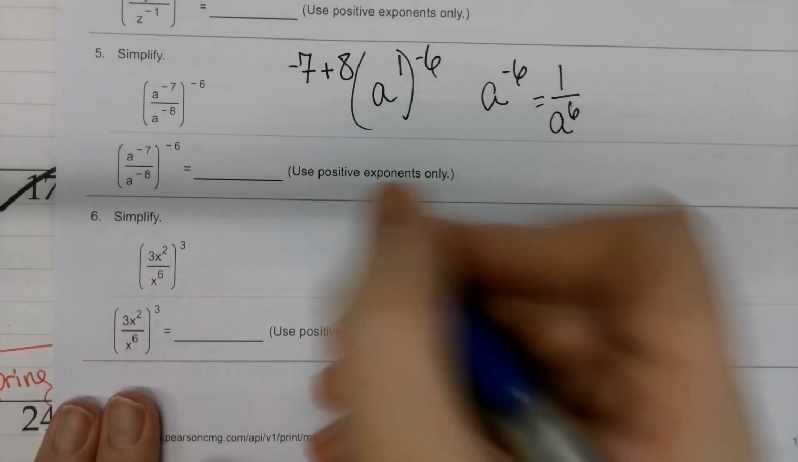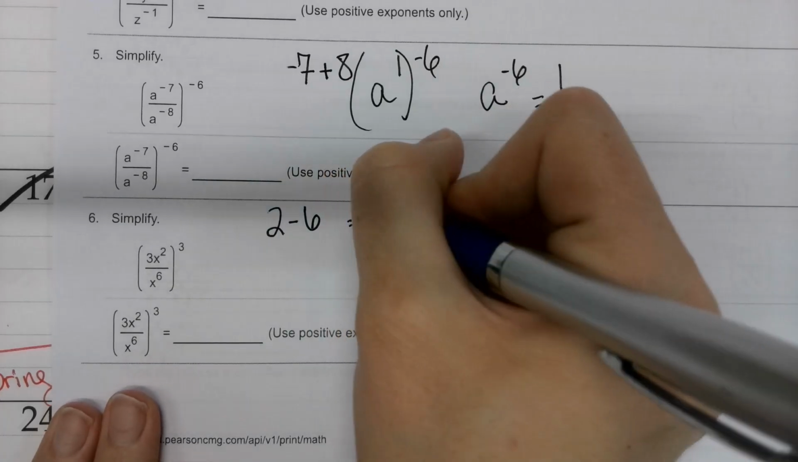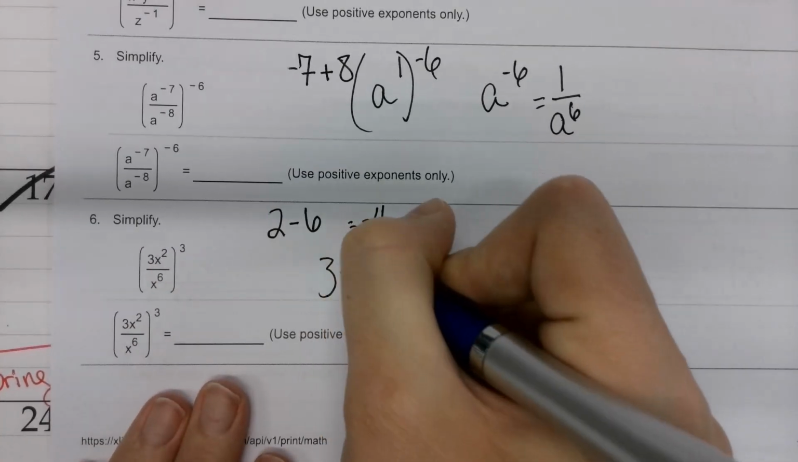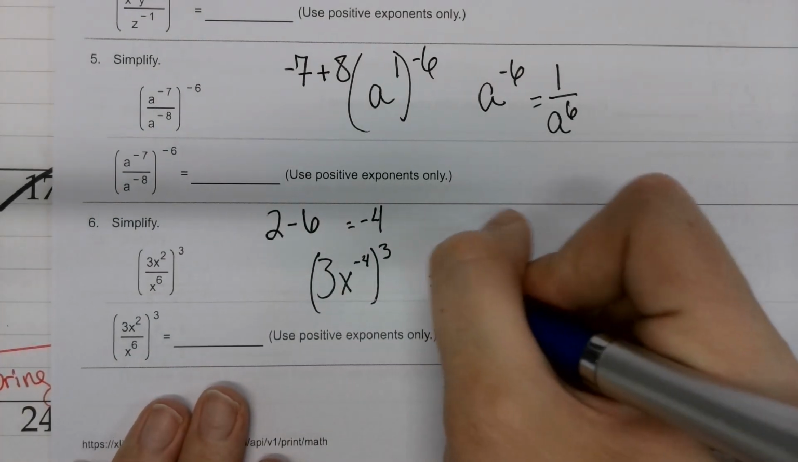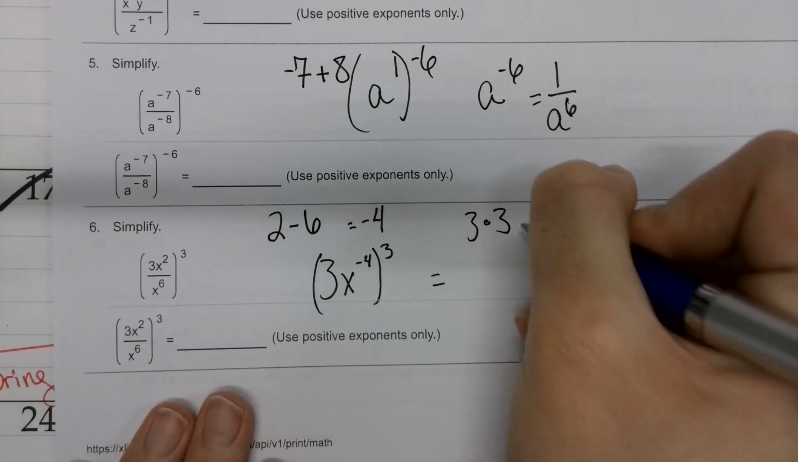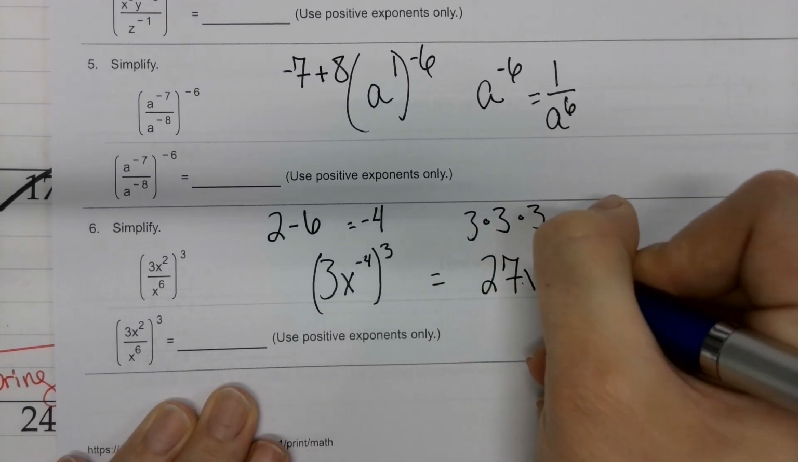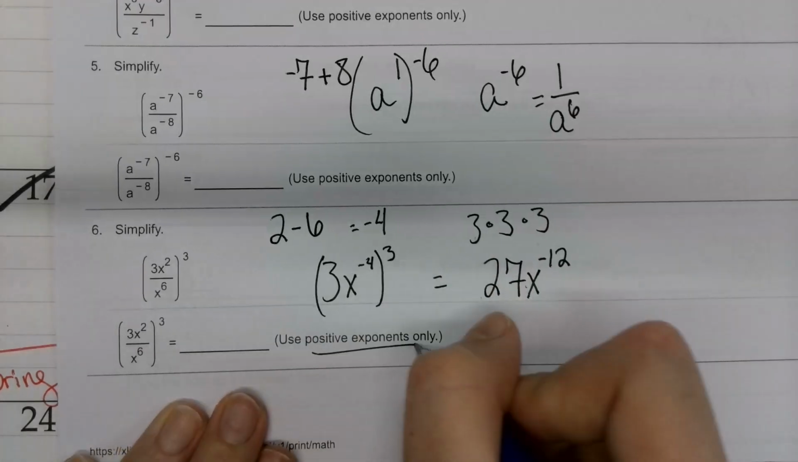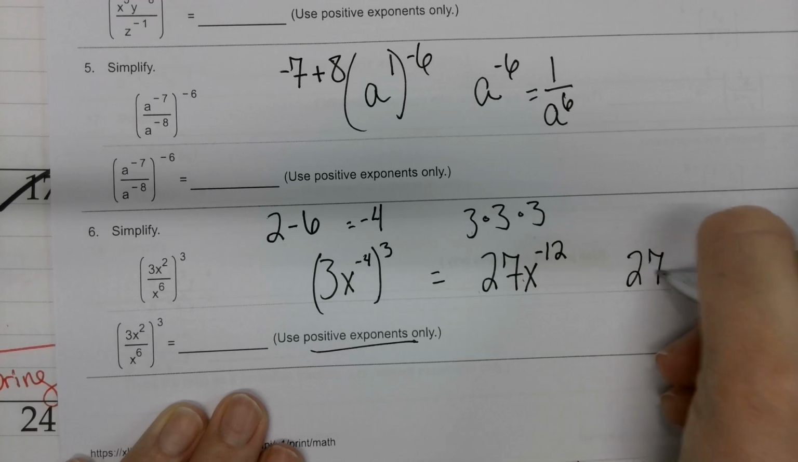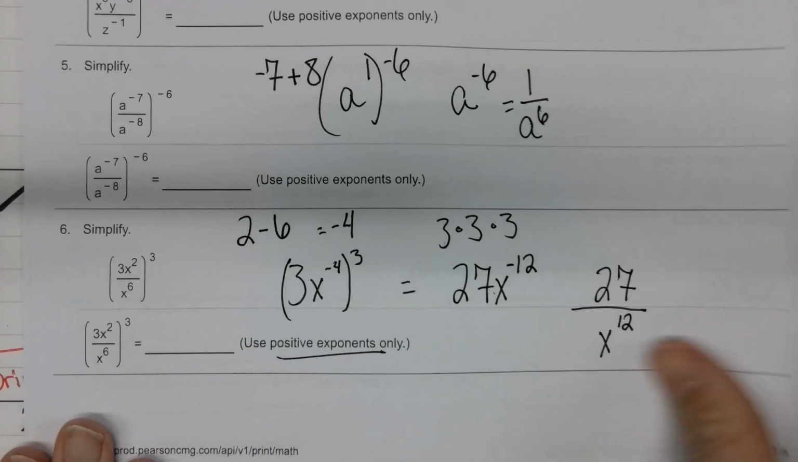Here we can use the quotient rule again, so I'd have 2 subtract 6, so I'd have -4, so I have 3x to the -4th power raised to the 3rd power. So 3 cubed, so 3 times 3 times 3, 9, 27, x, and that would be -12. So we've got to write this using positive exponents only. 27 over x to the 12th. The big thing I see on these is people always forget to raise that number to the power.